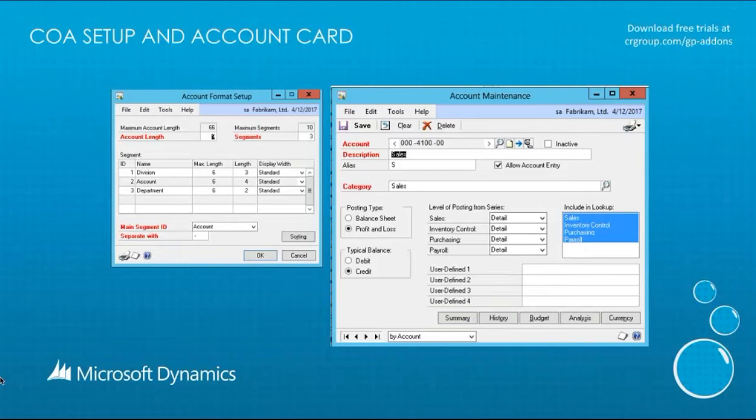So now I have some confidence that if I build my reports based on category, or some of my core reports at least based on category, those GL accounts will be picked up automatically. So again, category, extremely important. But also on that card at the bottom side there, you've got user-defined 1, 2, 3, and 4. How have we used those in the past?